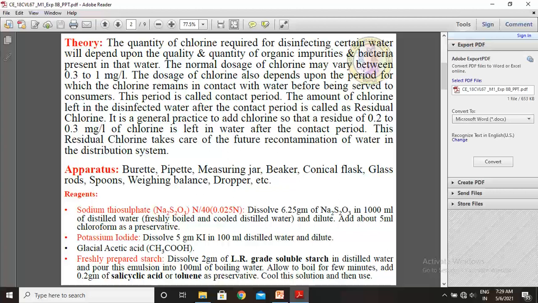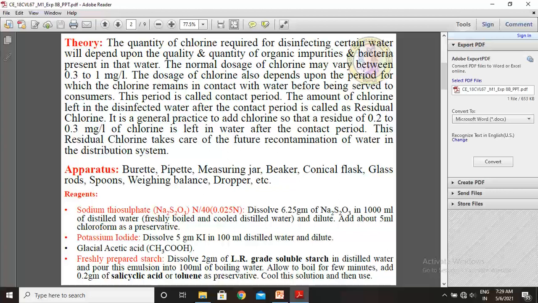Next reagent, potassium iodide. How to prepare this potassium iodide? Dissolve 5 gram potassium iodide in 100 ml distilled water and dilute. We are getting potassium iodide reagent. Next, glacial acetic acid is required. So this is also standard, purchased and procured.